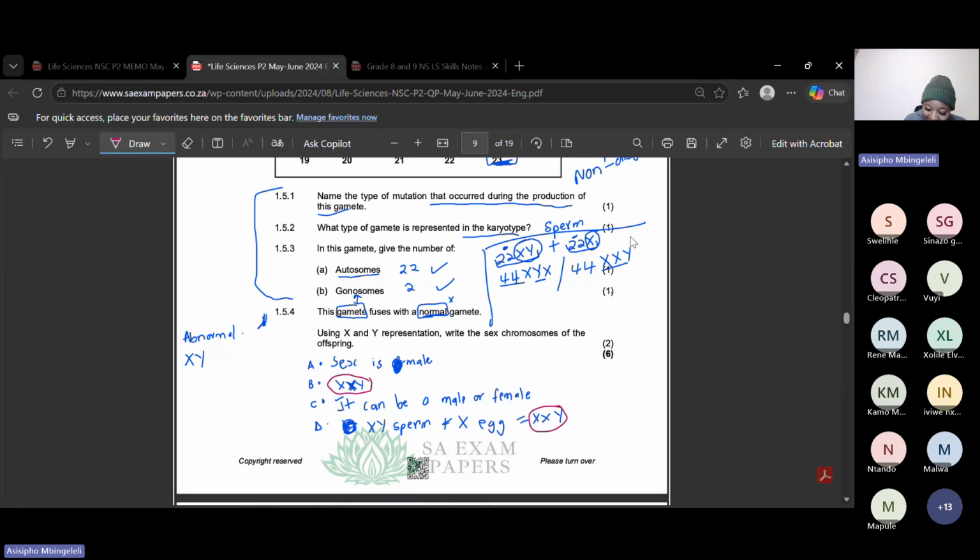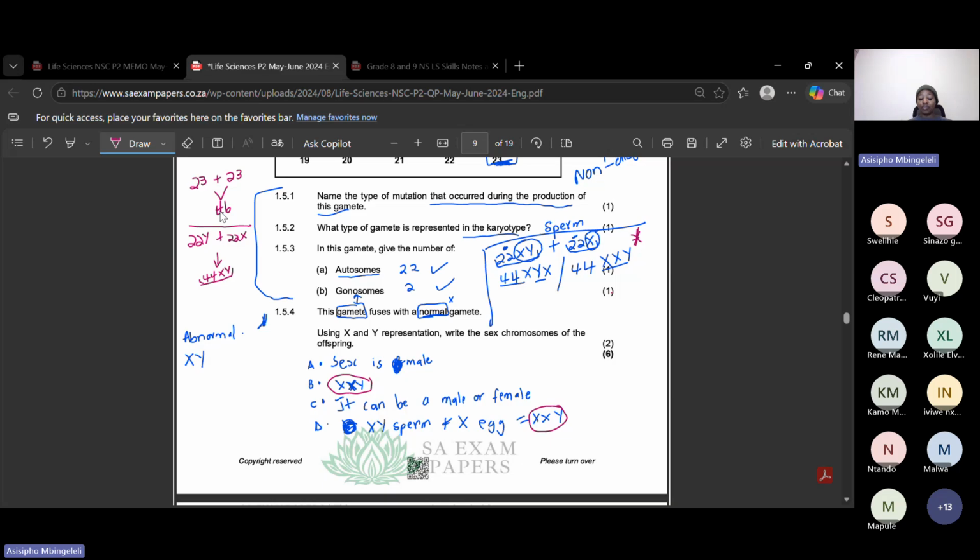What I have done here is explain the background: what do we normally have in normal fertilization? An egg cell will have 23 chromosomes, a sperm cell will have 23 chromosomes, right? And then we end up having 46 chromosomes because we add the numbers. So a sperm cell can be 22Y, plus an egg cell 22X. When we add the two, we get 44XY. This will be a male.